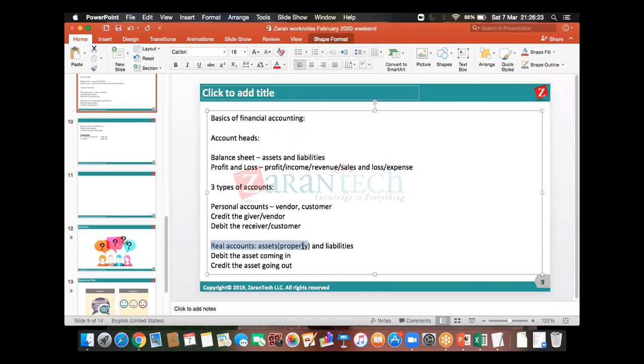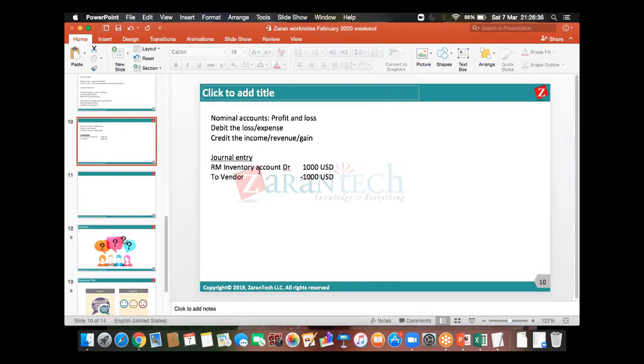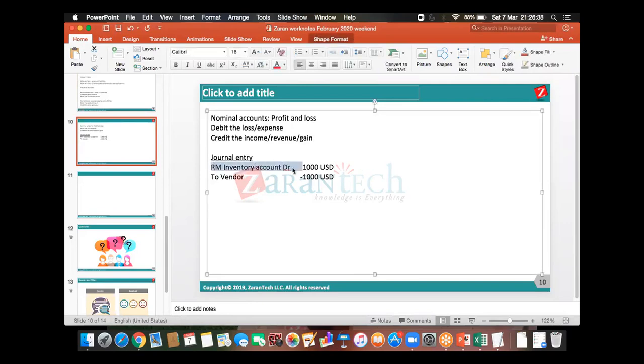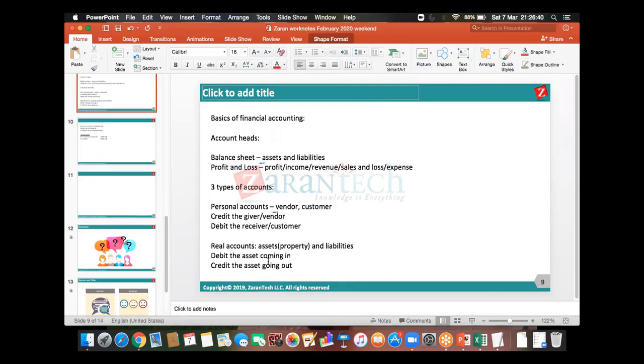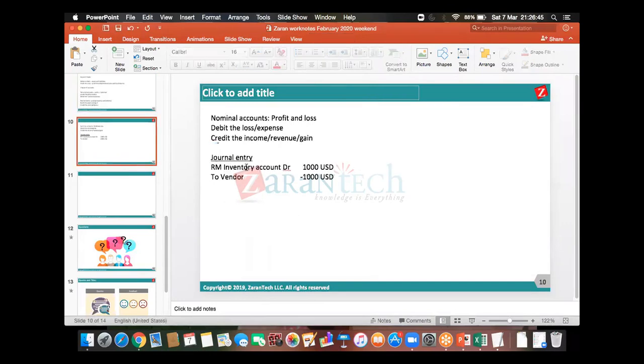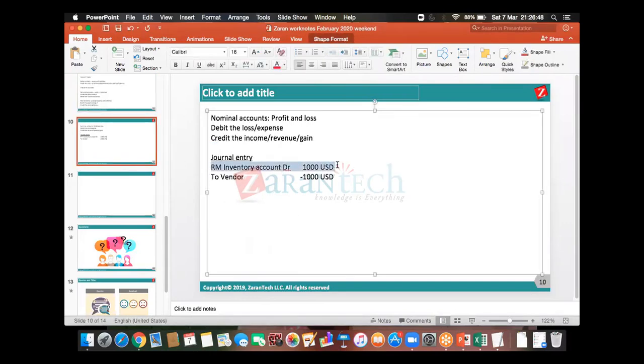It's a property. Any material that your company holds is a property, whether it is raw material, finished goods, semi-finished goods, whatever it is. If it is some material, then it is called an asset. So the material inventory account is definitely an asset. Whenever an asset is coming in, it has to be debited. So we are debiting the asset account, the raw material inventory. On the credit side, vendor only. Got it, everyone?